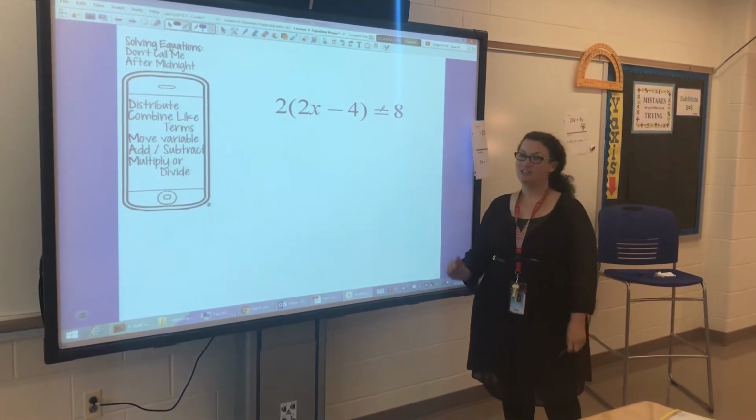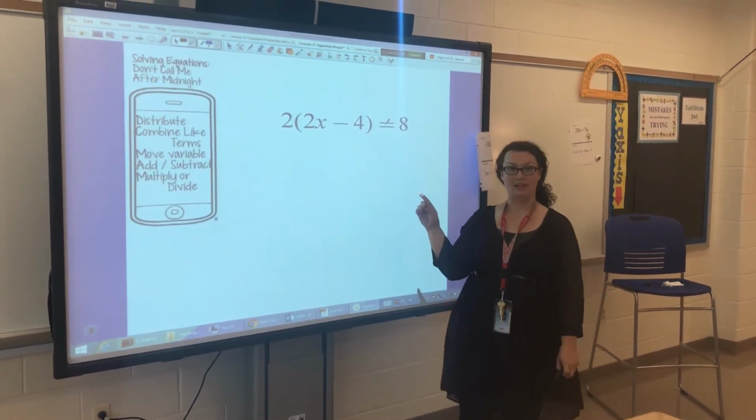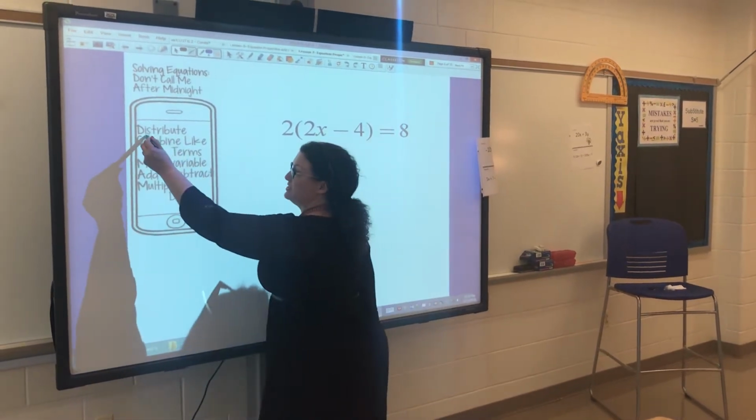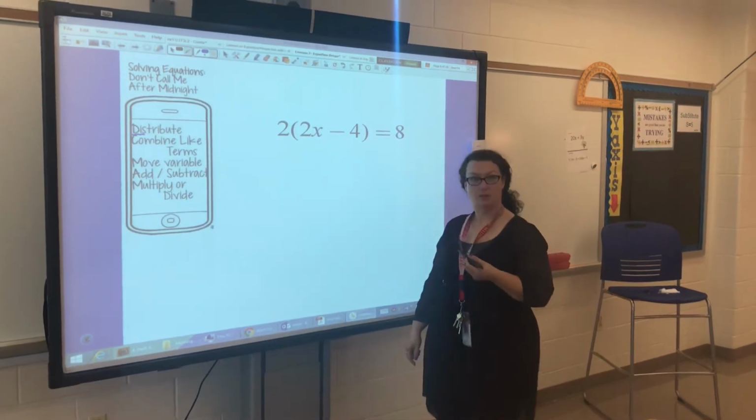Going to show you my strategy for solving multiple step equations. Don't call me after midnight. The D in don't stands for distribute. That's always going to be our first step.